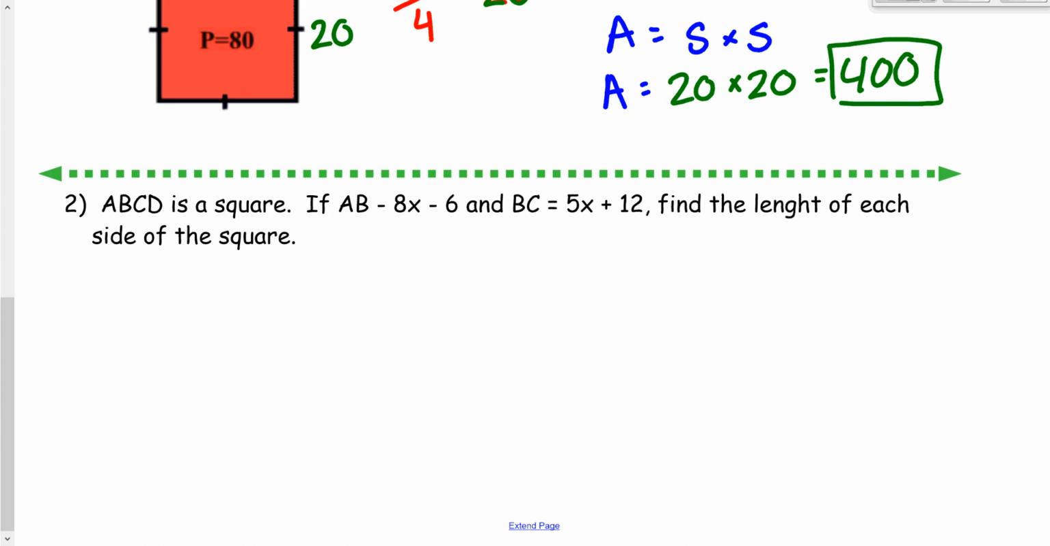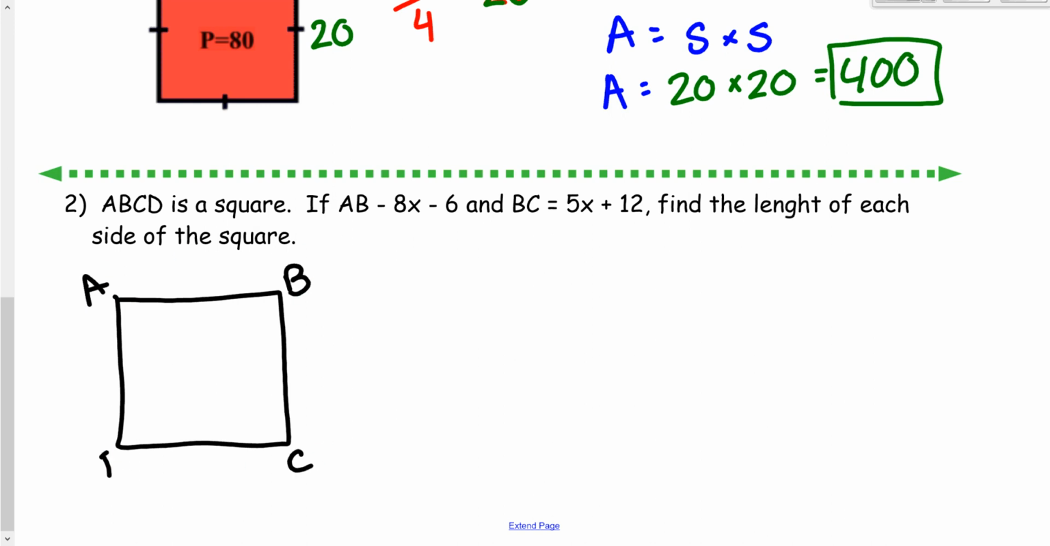So, question number 2 says that ABCD is a square. We're going to draw a square and label A, B, C, D. We're going to make sure that we know that all 4 sides are going to be congruent and all angles are going to be 90 degrees. We're going to label our information. AB is 8x minus 6 and BC is 5x plus 12.